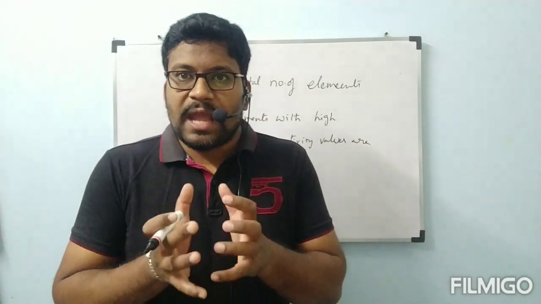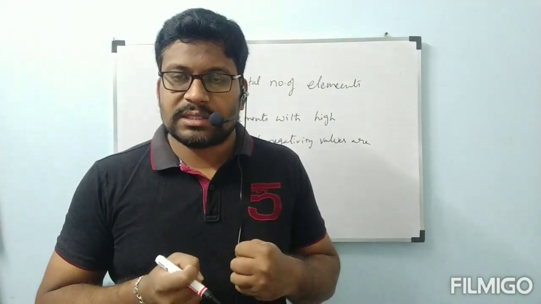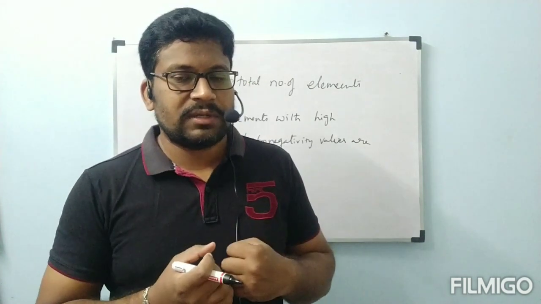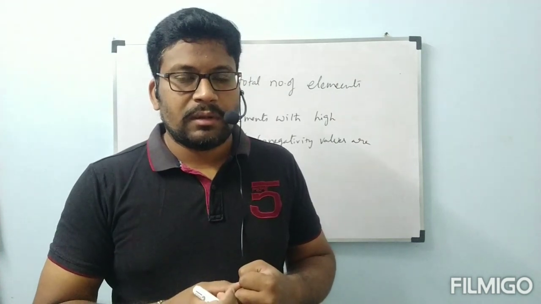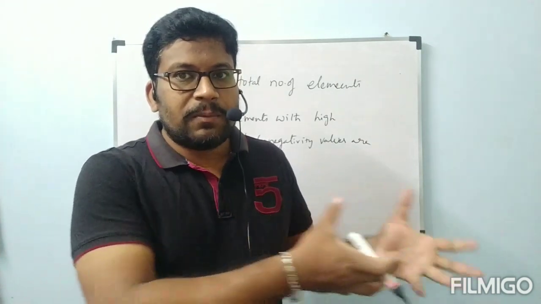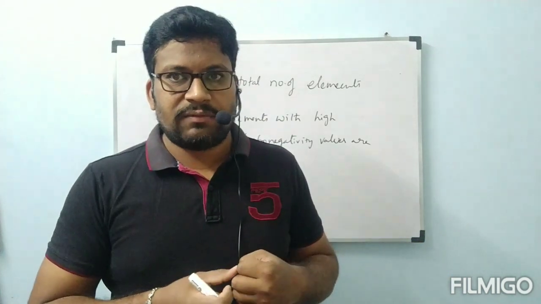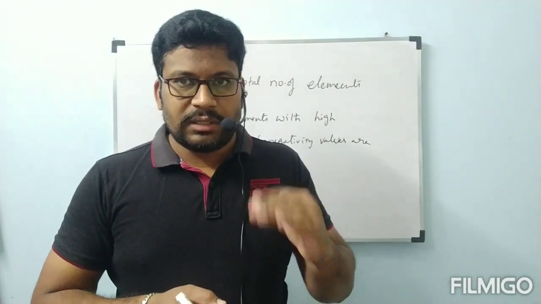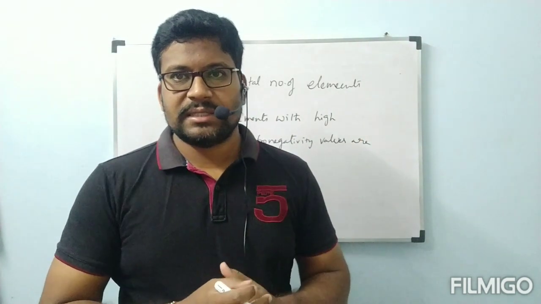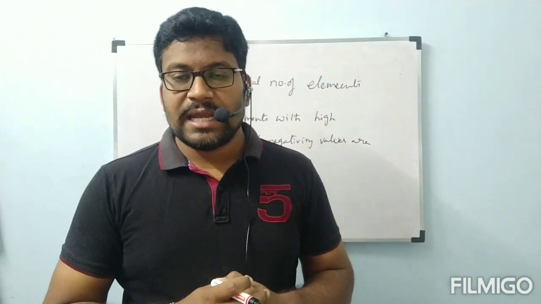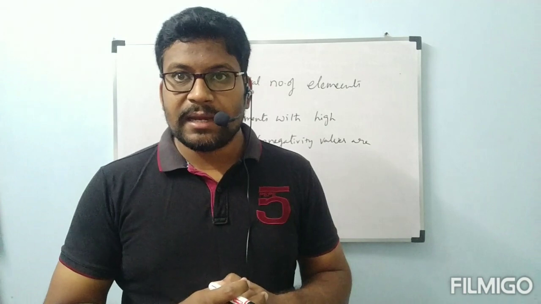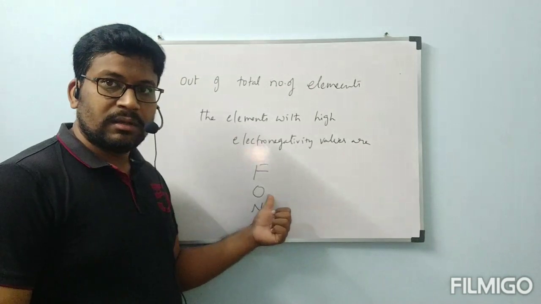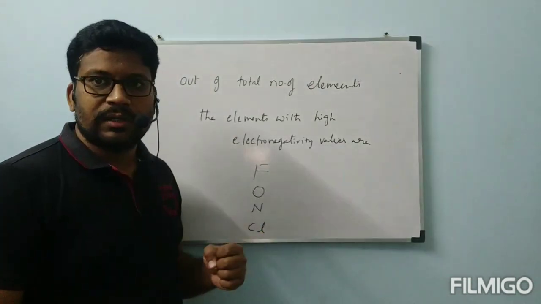That is the capability of the atom to pull the bond pair of electrons towards itself. That is called electronegativity. If the element is highly electronegative, it will pull the electrons very highly towards itself. So, out of total number of elements, nowadays we have 118 elements. Out of 118 elements, the highest electronegative value will be contained by fluorine. After fluorine, oxygen. Next nitrogen, next chlorine.